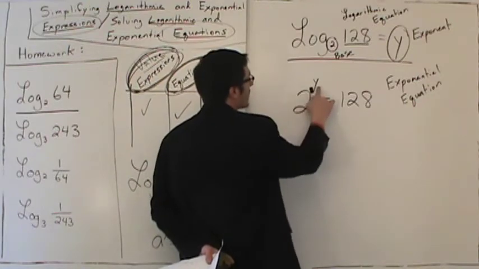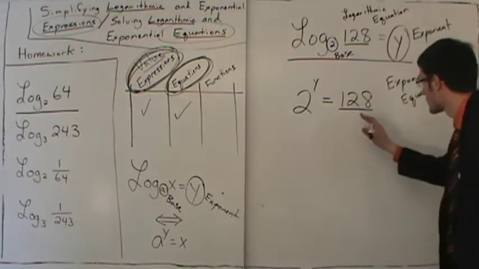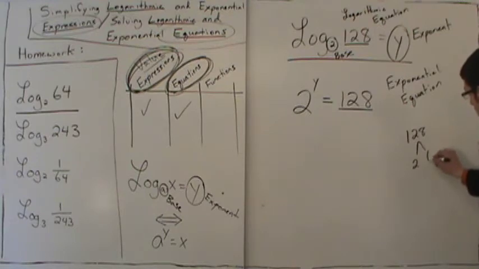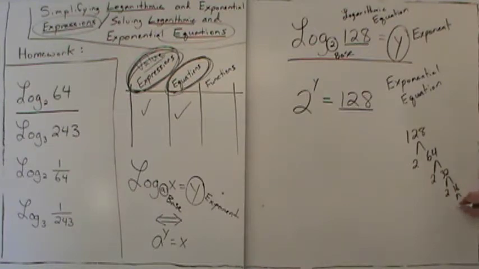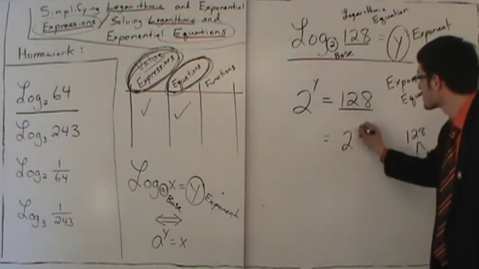So we say 2 to the y is equal to 128. We have to take the 128 and break it down. It's a lot like what we did with radicals. So 128 is 2 times 64. Break down the 64, which is 2 times 32. Break down the 32, which is 2 times 16, which is 2 times 8, which is 2 times 4, which is 2 times 2. And we count. How many 2's give 128? 1, 2, 3, 4, 5, 6, 7. So we're going to rewrite 128 as 2 to the 7th power.